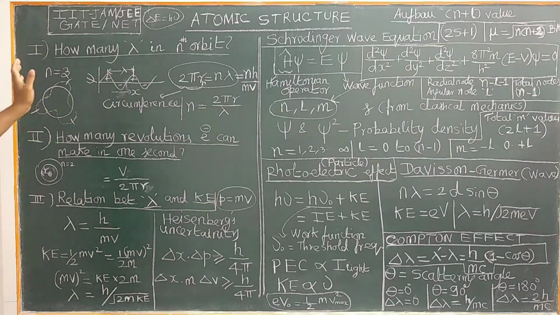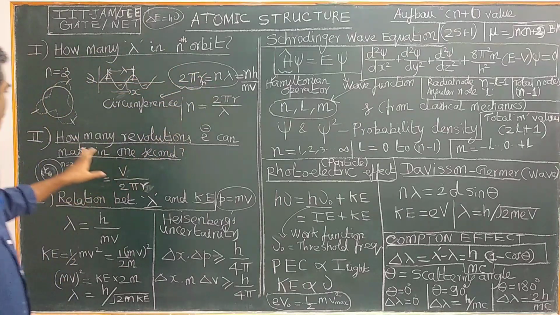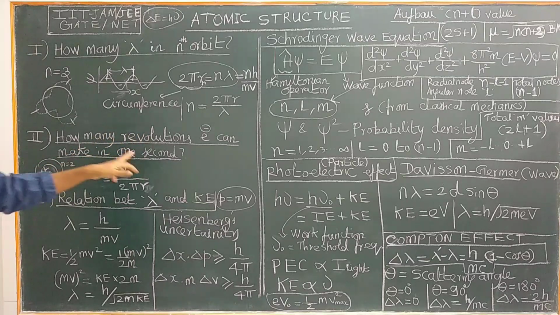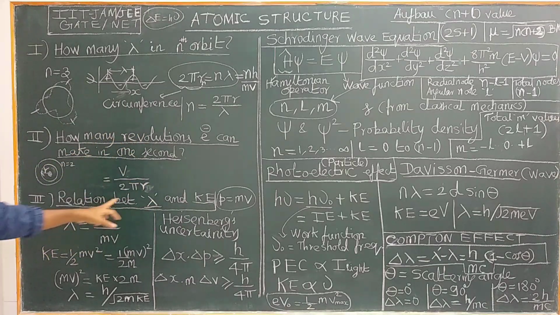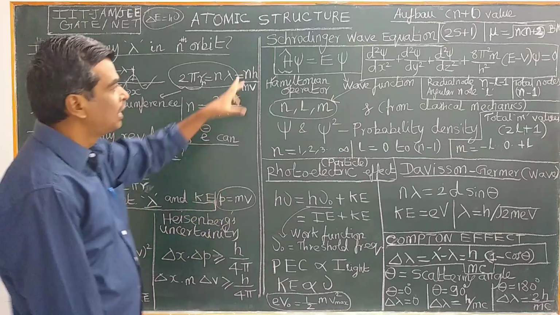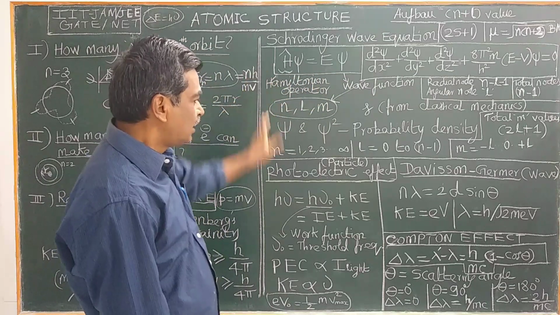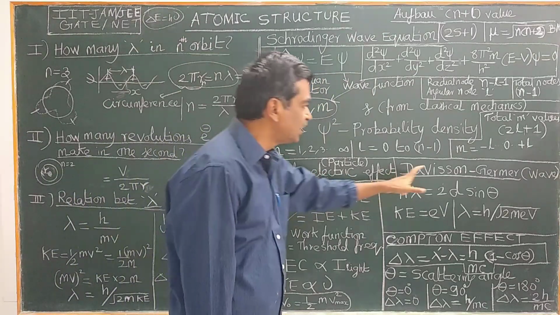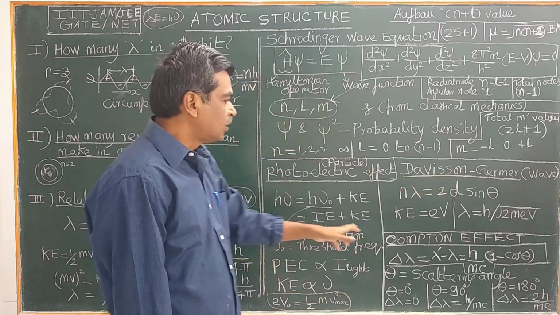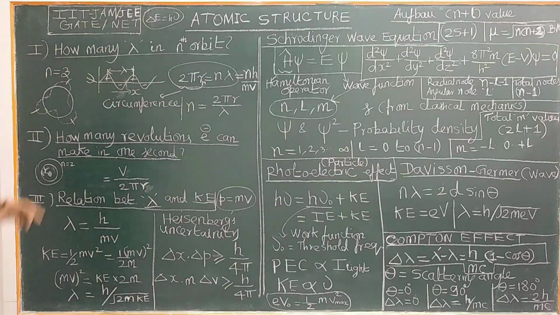For example, we will quickly revise how many lambdas in n orbit, how many revolutions an electron can make in 1 second, a relation between lambda and kinetic energy, Heisenberg uncertainty principle, and Schrodinger wave equation, quantum mechanics, and photoelectric effect, Davisson-Germer experiment, and Compton effect, etc. Okay, now we will come to the first part.